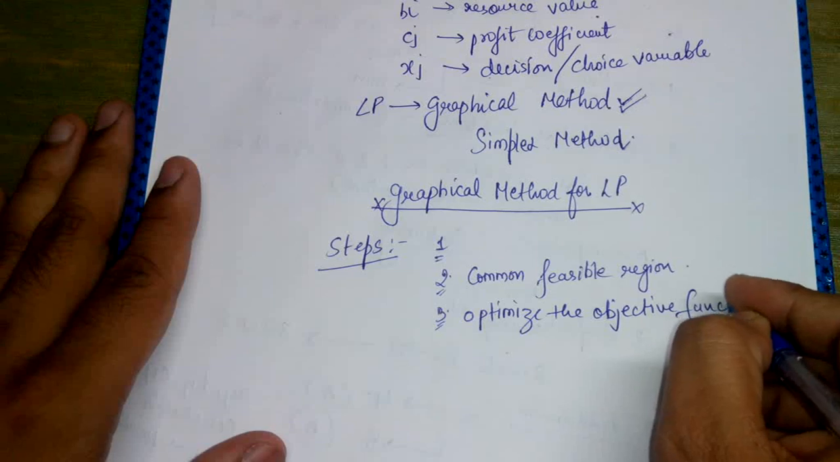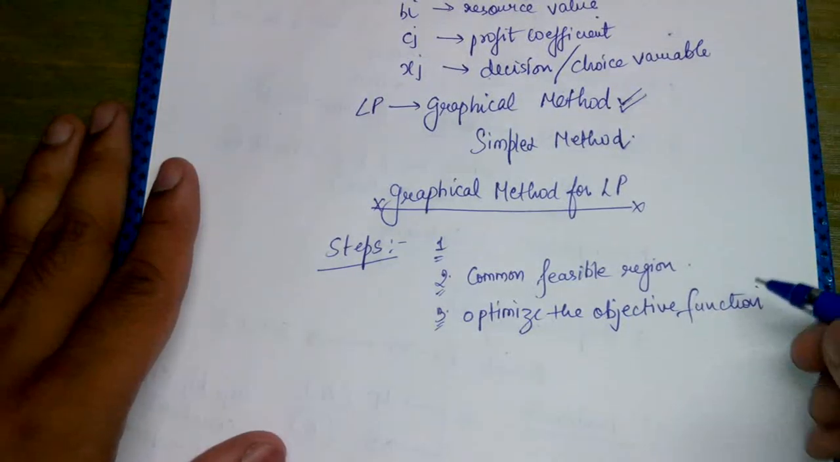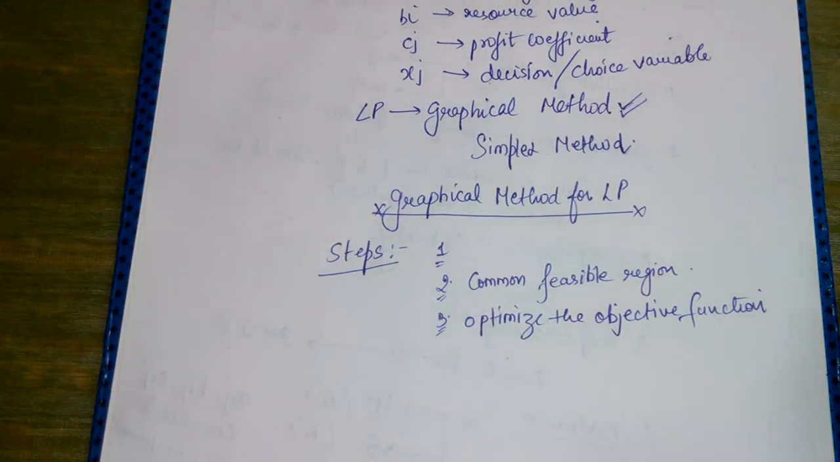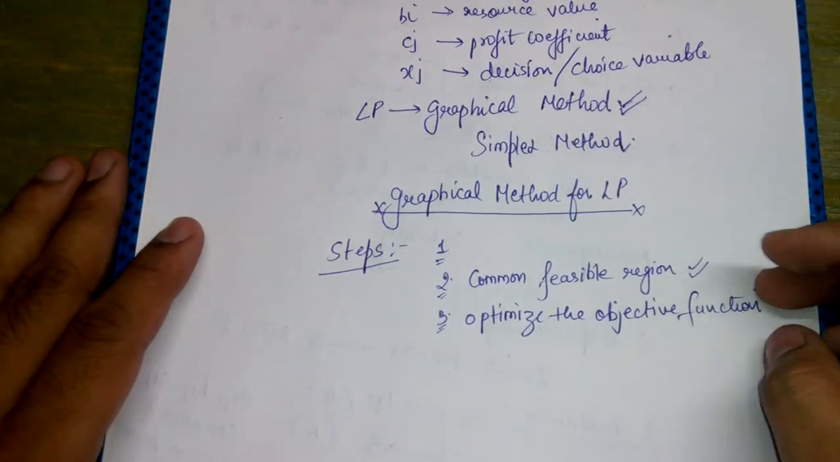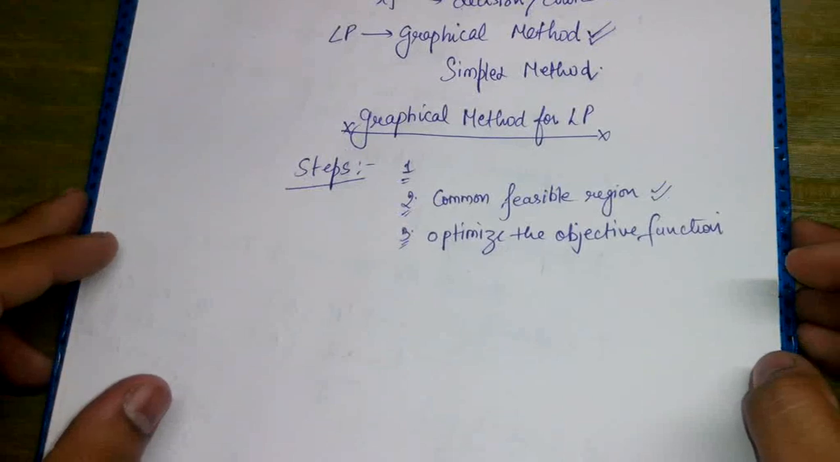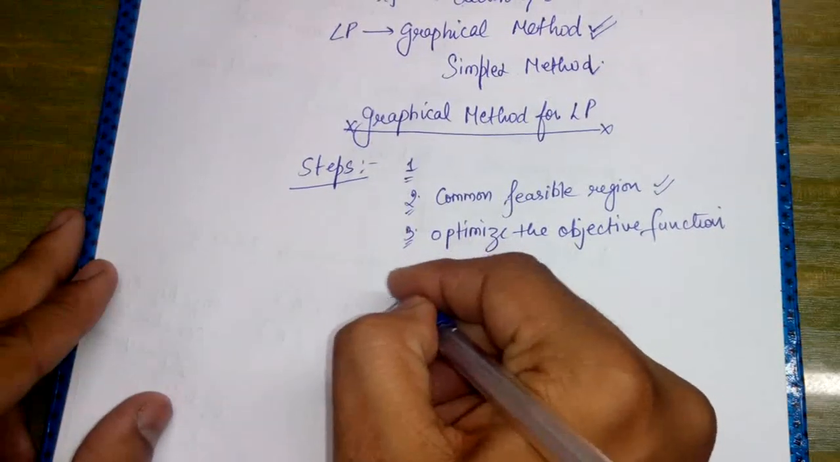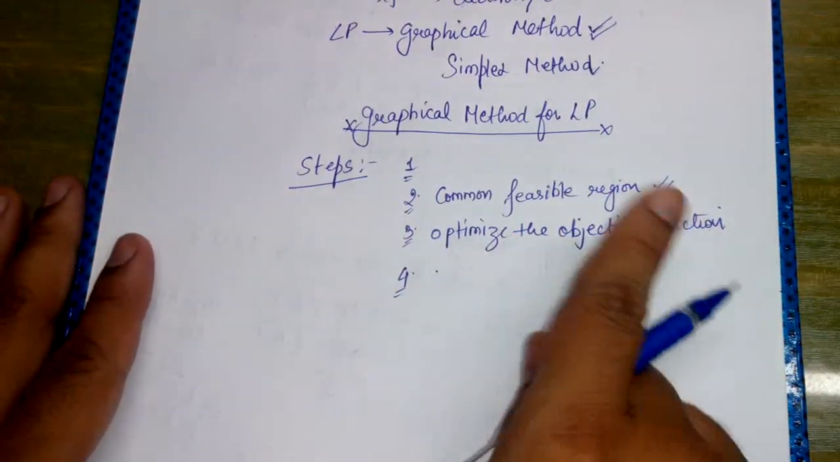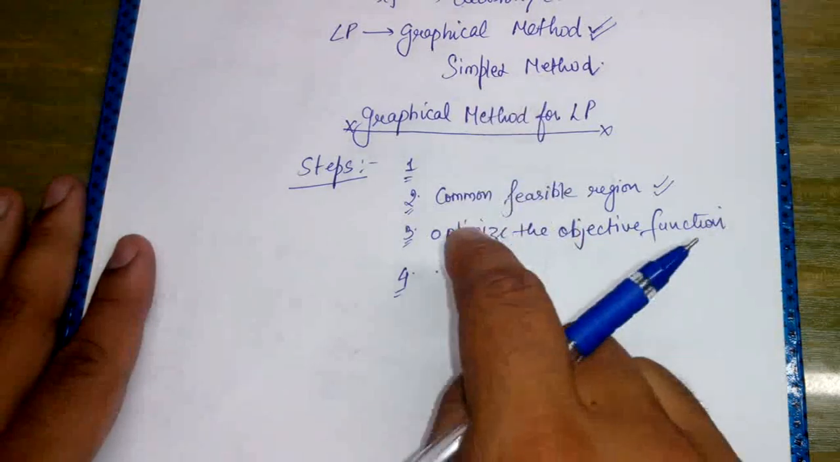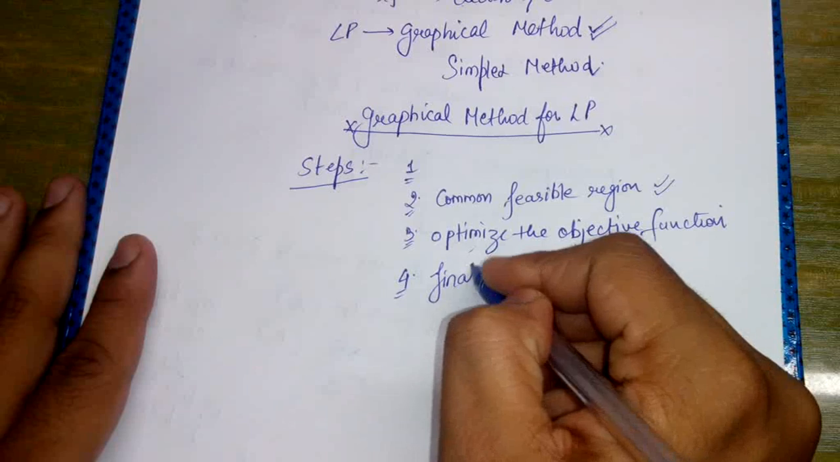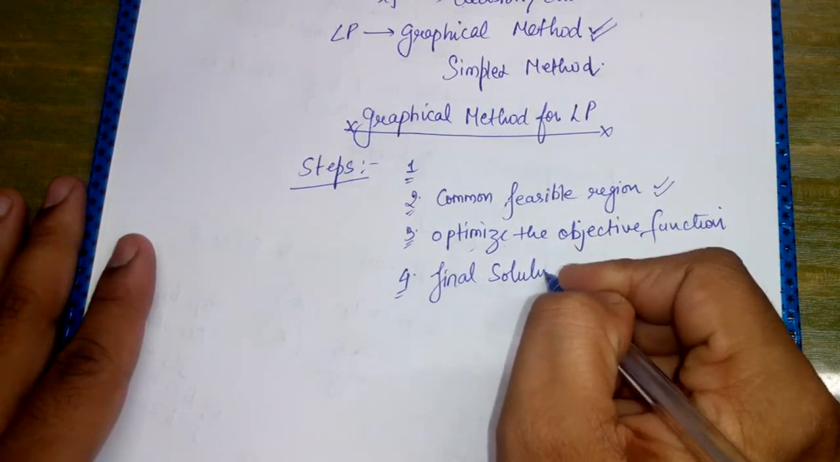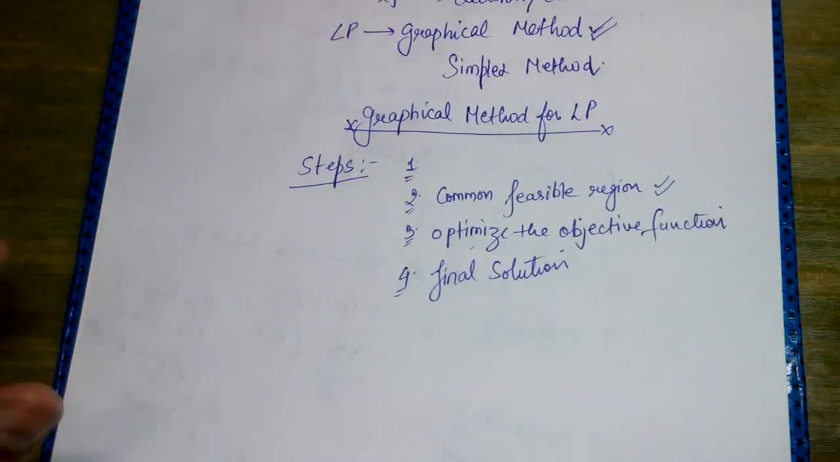How can we optimize? By selecting those points which are actually lying in this common feasible region. We are going to use only those points. Now the fourth and last step is, after finding that point, the point that is found will give us the final solution.